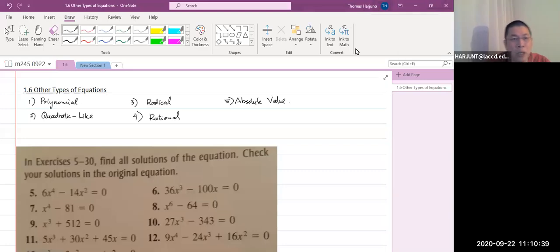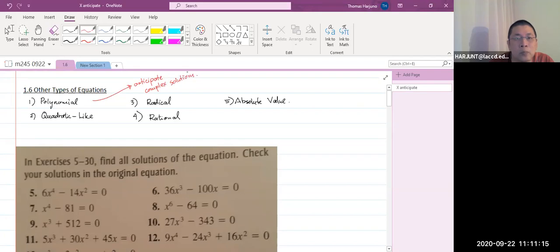Start. In this section, we will cover other types of equations. The first one is polynomial equations, where we will anticipate complex roots or complex solutions, even though we don't cover that. But for the easy ones, we can just work them out.